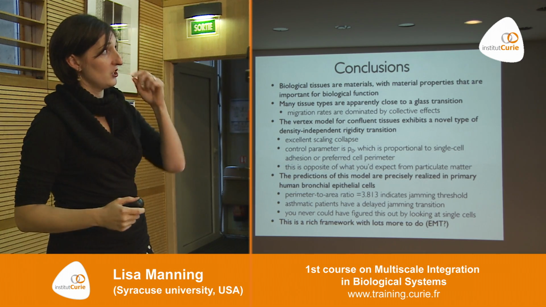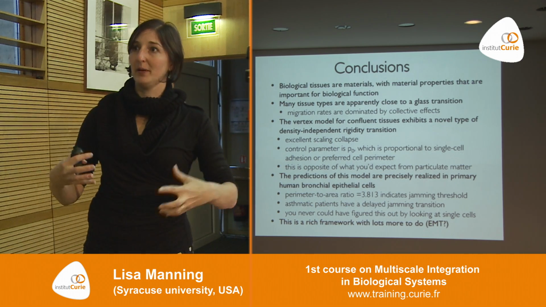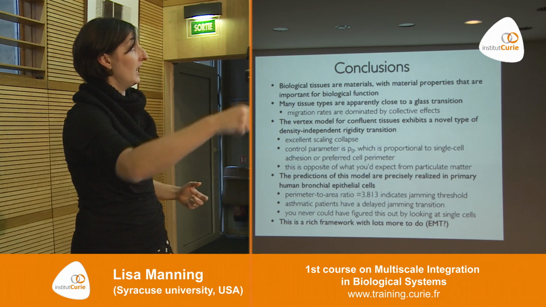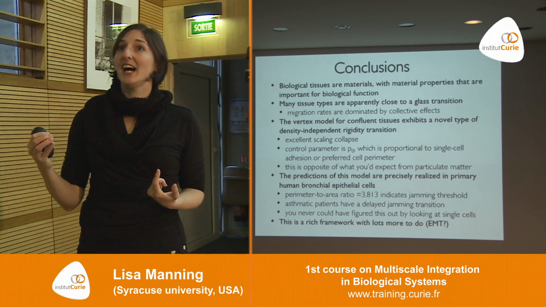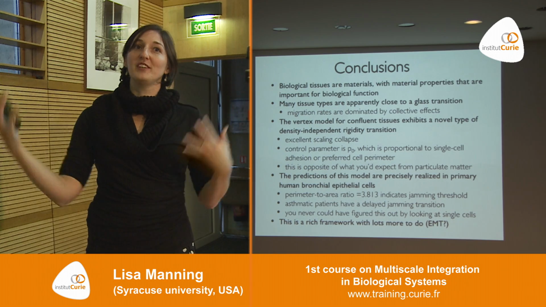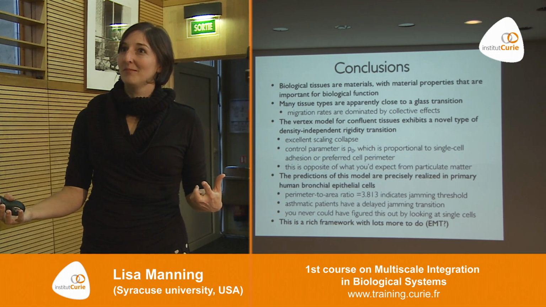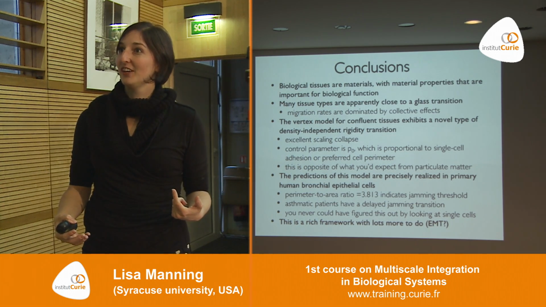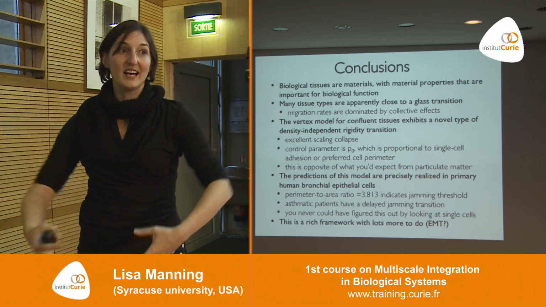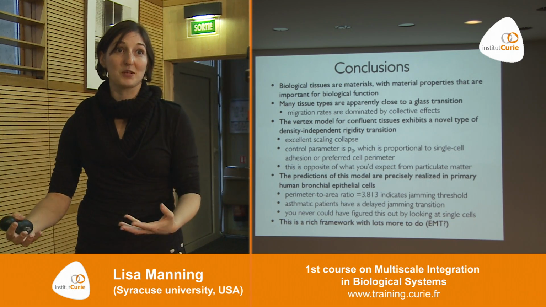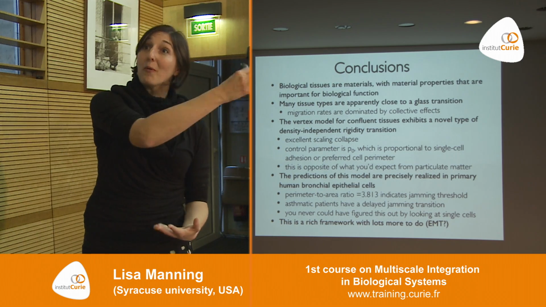Asthmatic patients have a delayed jamming transition, which we think might be part of the pathology of that disease. And I think the point I'd like to make to this audience is you never would have figured this out if you were just thinking about single cells. Right? This is clearly a collective property of many cells interacting with one another. And this could be very important biologically.